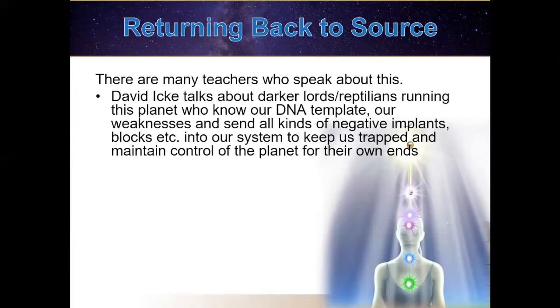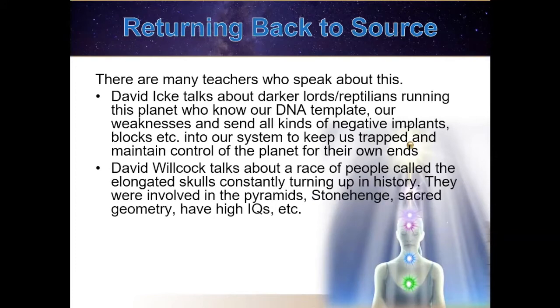David Icke talks about darker lords reptiling this planet who know our DNA template and our weaknesses, and send all kinds of negative implants, blocks, etc. into our system to keep us trapped and maintain control of the planet for their own ends and for their own personal gain. David Wilcock talks about a race of people called the Elongated Skulls constantly turning up in history. They were involved in the pyramids, Stonehenge, and sacred geometry. They have super high IQs, etc.